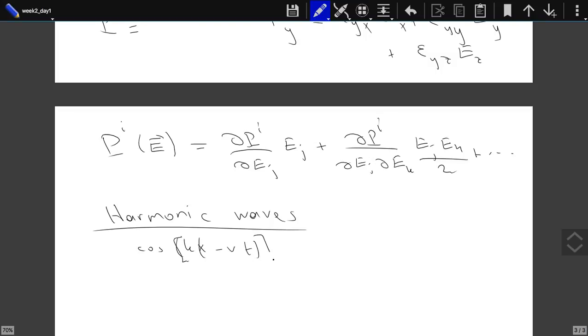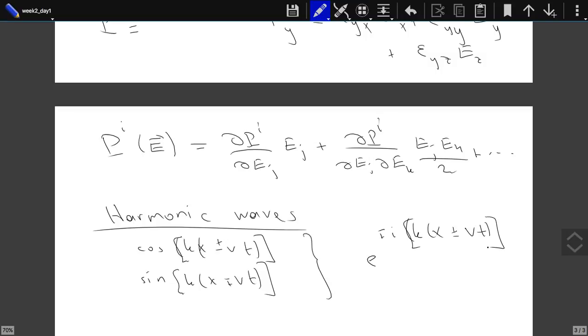Cosine or sine of k times (x minus Vt), but it can be plus or minus. Or you can obtain basically the same description as exponentials, e to the power plus or minus i k (x plus or minus Vt). These are what we call harmonic waves. Well, for practical reasons, most of the time, working with complex representation is much easier. Now, of course, when you are working with complex representation, you should understand that it's the real part that is your actual wave, or the imaginary part that is your actual wave.